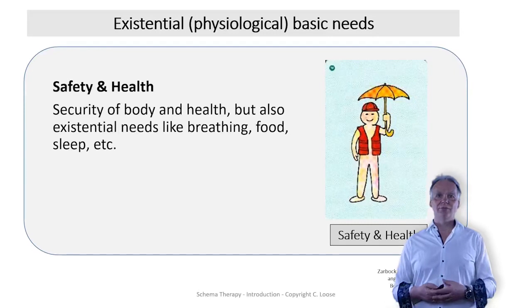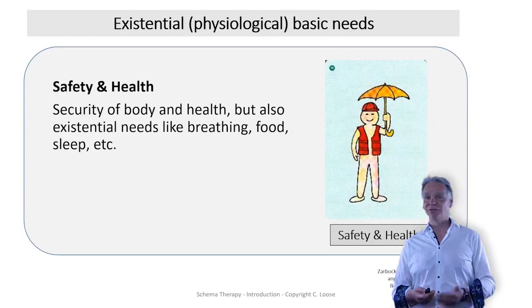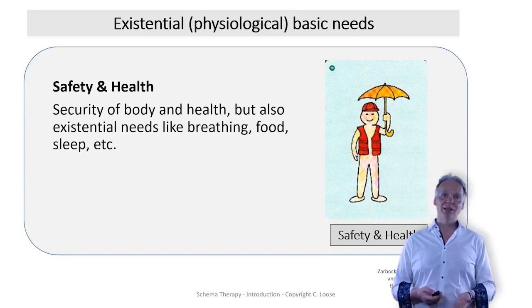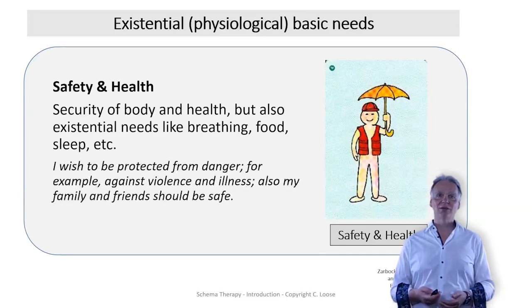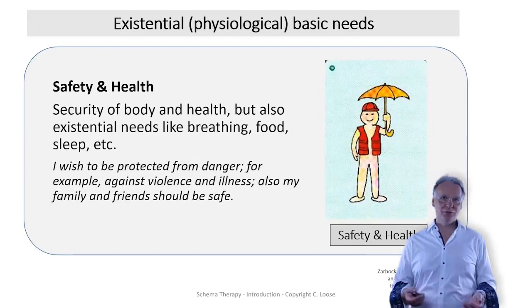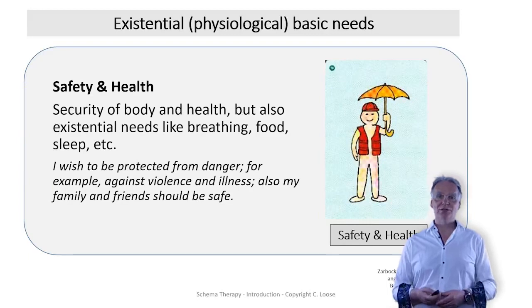We all have a deep-rooted need to feel secure, that people are protecting us, and that we have something to eat, we can sleep, and we have some shelter and so on. A typical expression would be, I wish to be protected from danger, as you can see on this slide. This is a very central need, and it's an existential or physiological need.